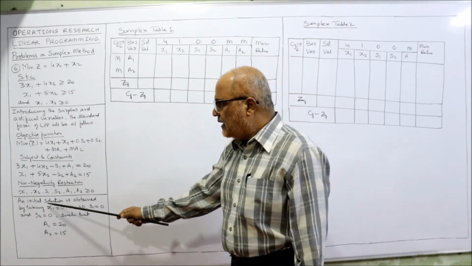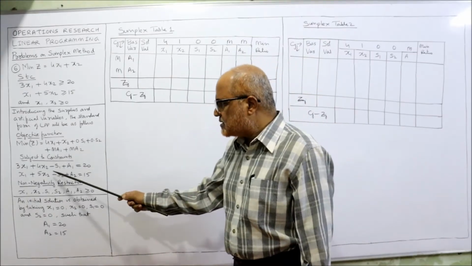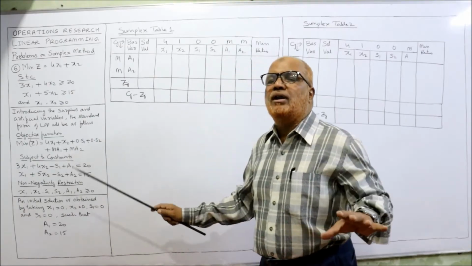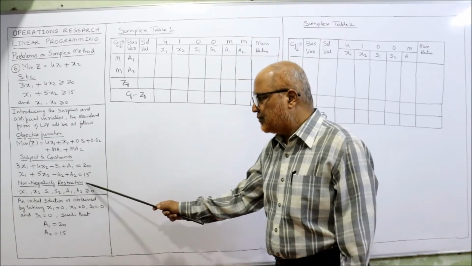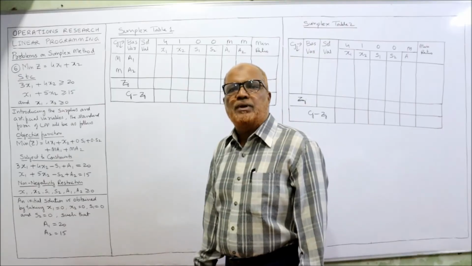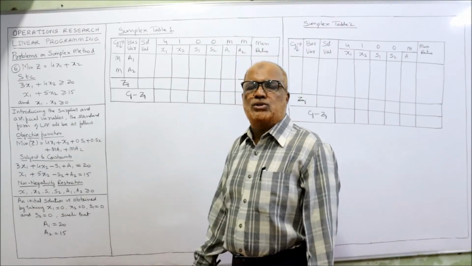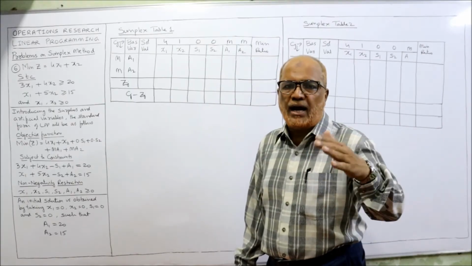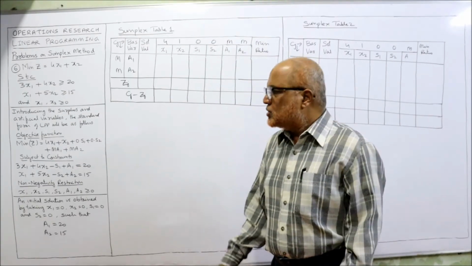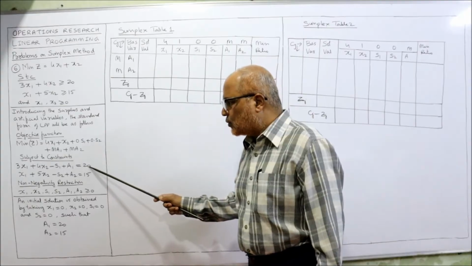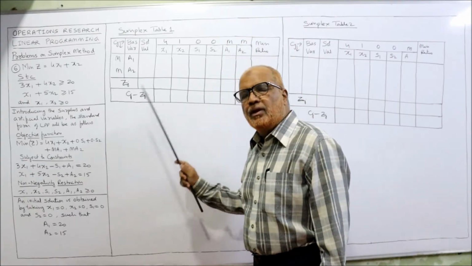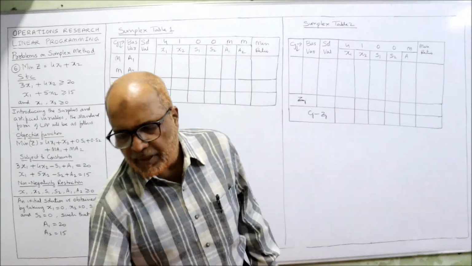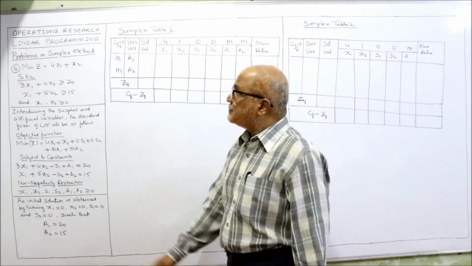Now, an initial solution. After making this, all the non-negativity restriction says all the variables should be greater than or equal to 0. An initial solution will be obtained by taking x1 is equal to 0, x2 is equal to 0, s1 is equal to 0 and s2 is equal to 0. So that a1 is equal to 20, a2 is equal to 15. First simplex table does not require any calculation. Simply we take the coefficient.